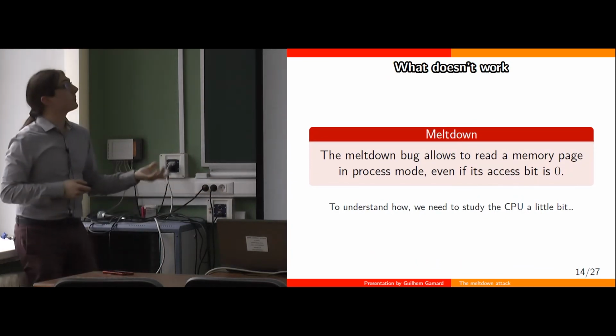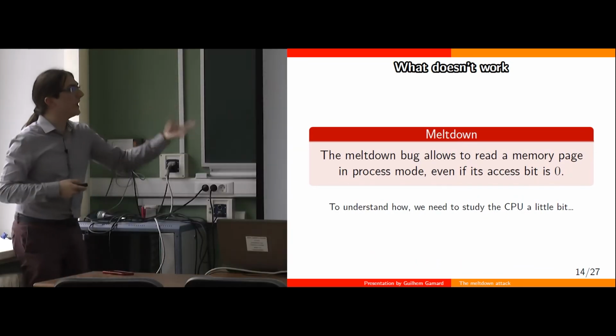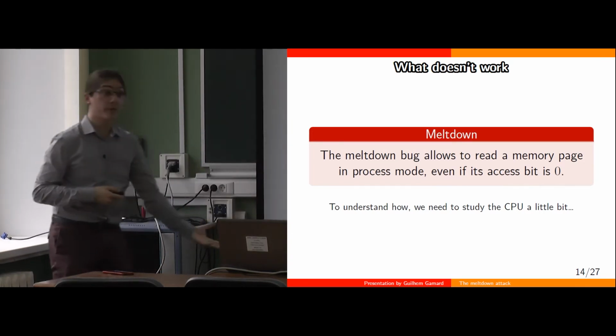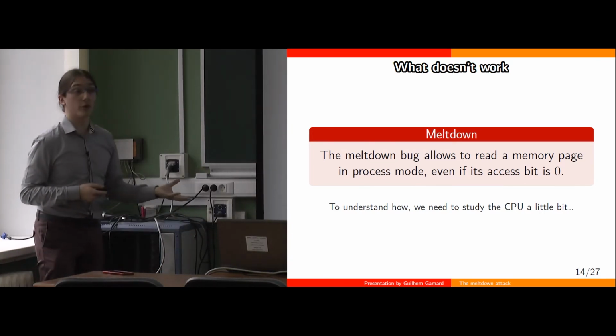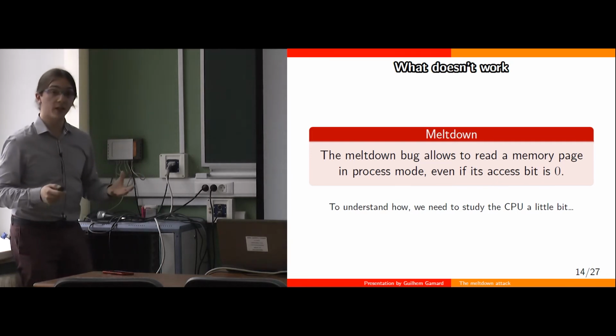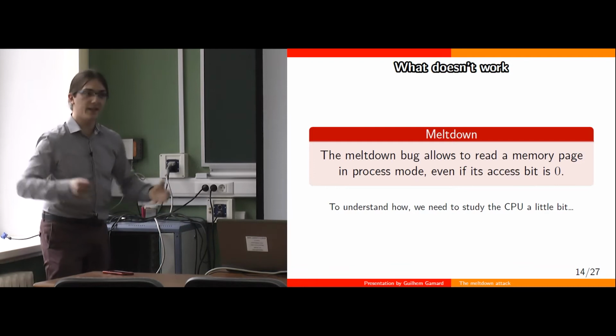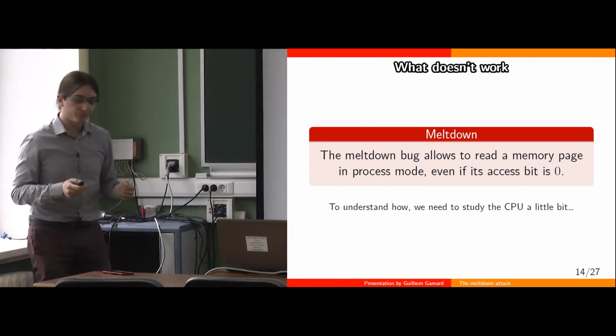But suppose now we have a bug which allows us to read a memory page in process mode, even if we're not supposed to, even if it's forbidden. This is the Meltdown bug. Basically, this is the security breach. Access bit, reading bit equals to 0 doesn't guarantee that your page is secret.